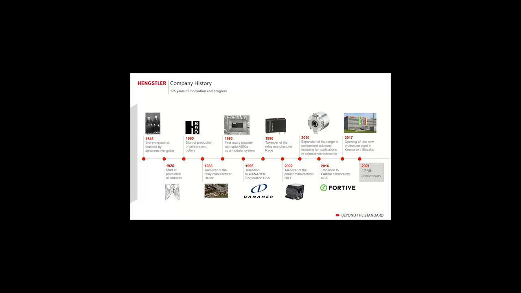But we do take pride in saying that we are the innovators when it comes to some of the standard products. Even if you talk about encoders or counters, we were the first one to introduce certain components or innovate into them, right? So this is just to give you a brief history. We were part of a company called Danaher in 1995, a US conglomerate with a lot of other group companies within it. And in 2016, we became a part of Fortive. Danaher split itself into Danaher and Fortive. So Hengstler is part of a bigger organization called Fortive.